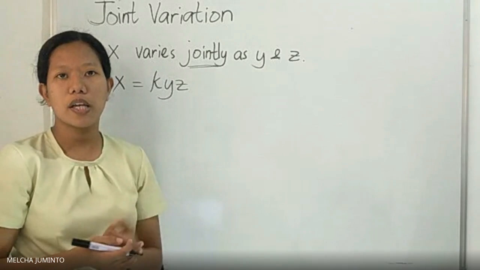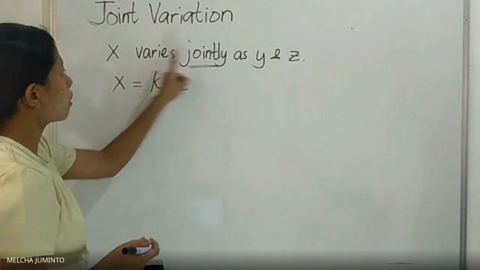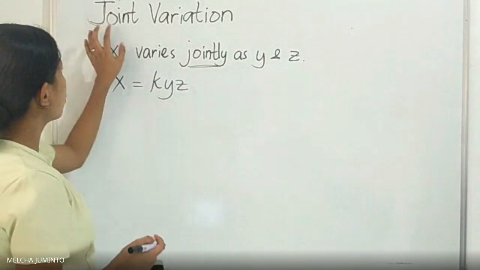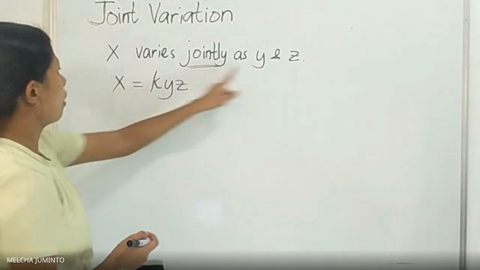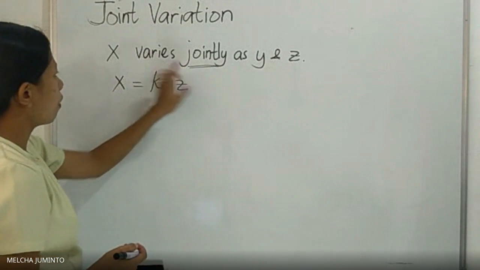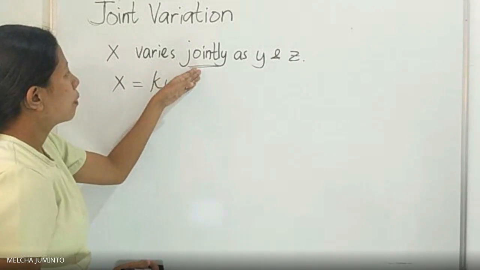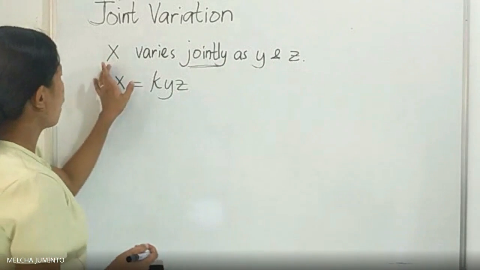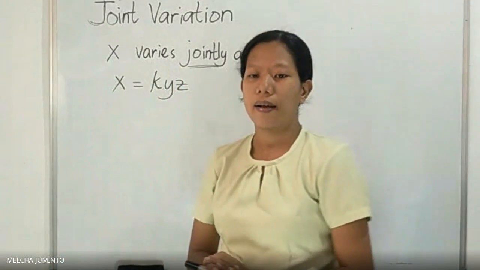In direct variation, you only have two variables. For example, x and y. X varies directly as y. There's no z. In this case, in joint variation, there are three involved variables. For example, x, y, and z. X varies jointly as y and z. So you cannot say directly here because there are two variables that vary jointly as x. Okay, so that's how we represent joint variation.